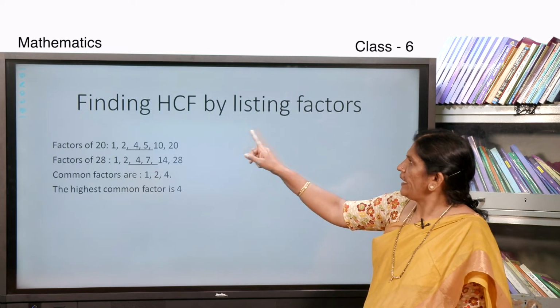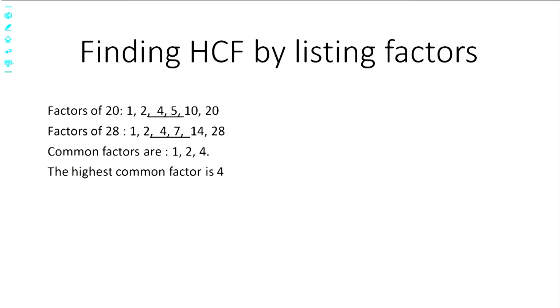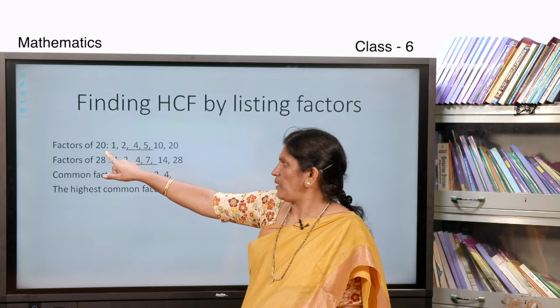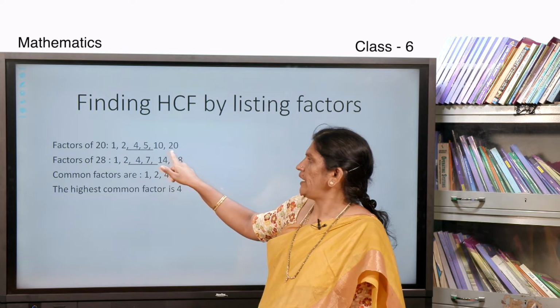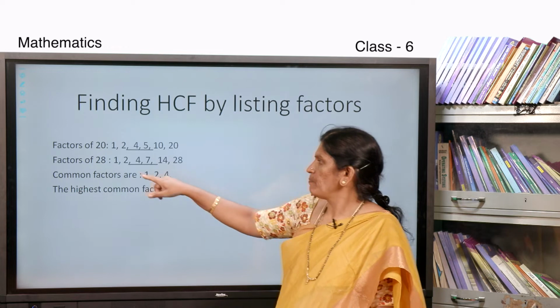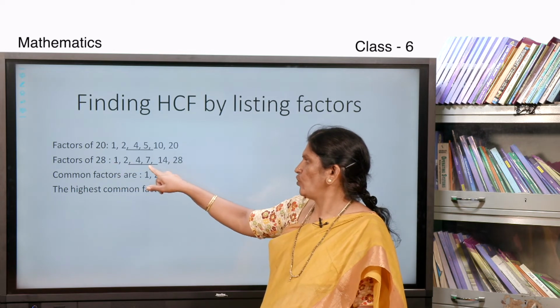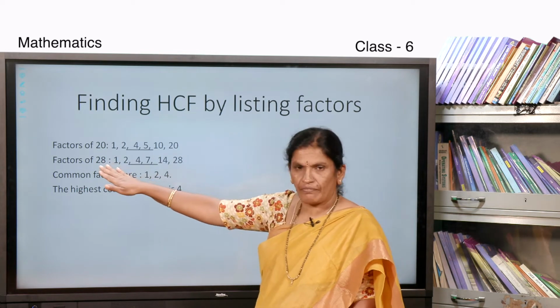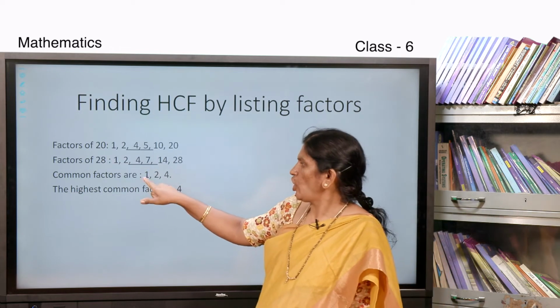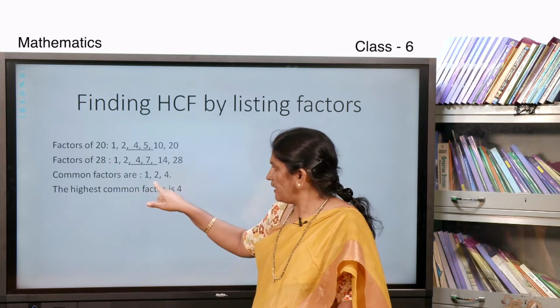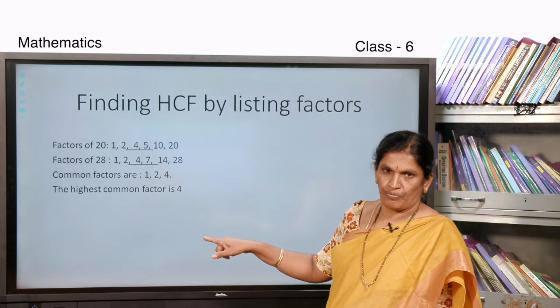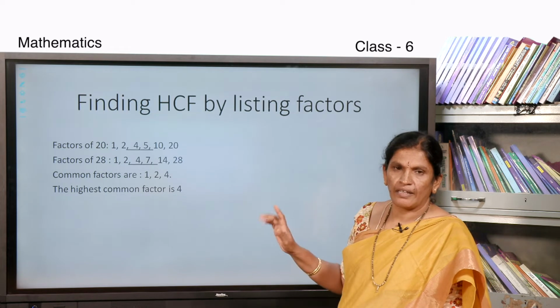Now, finding HCF by listing factors. This we have learnt in the previous class itself, how to list the factors. I have taken the same numbers: 20, 1, 2, 4, 5, 10, 20 are the factors of 20. Again 28, 1, 2, 4, 7, 14 and 28 are the factors of 28. Here common factors are 1, 2, 4. Among these highest factor is 4. This is the second method of finding HCF.